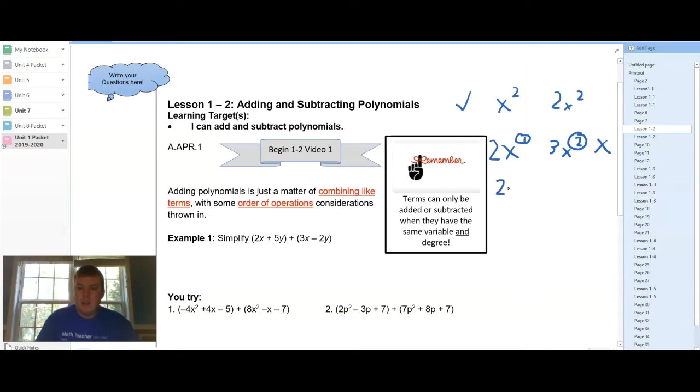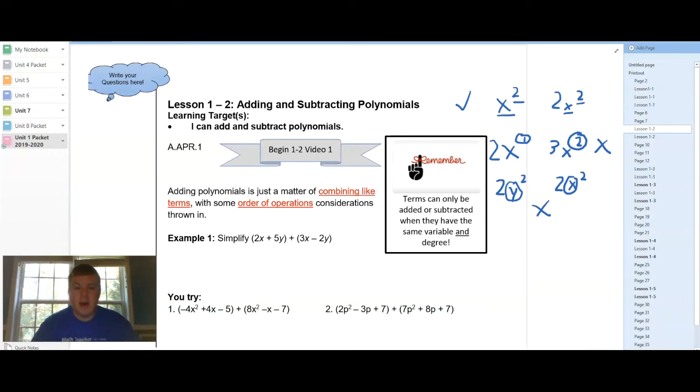And then you might also see the situation where you do have the same exponent. You might have 2y squared and 2x squared, but because this one is a y and this one is an x, those will not be like terms. So when I say that we're going to be combining like terms, that means we can only put together ones that have the same base and the same exponent. Alright, so now that we've established that, let's go ahead and look at example number 1.